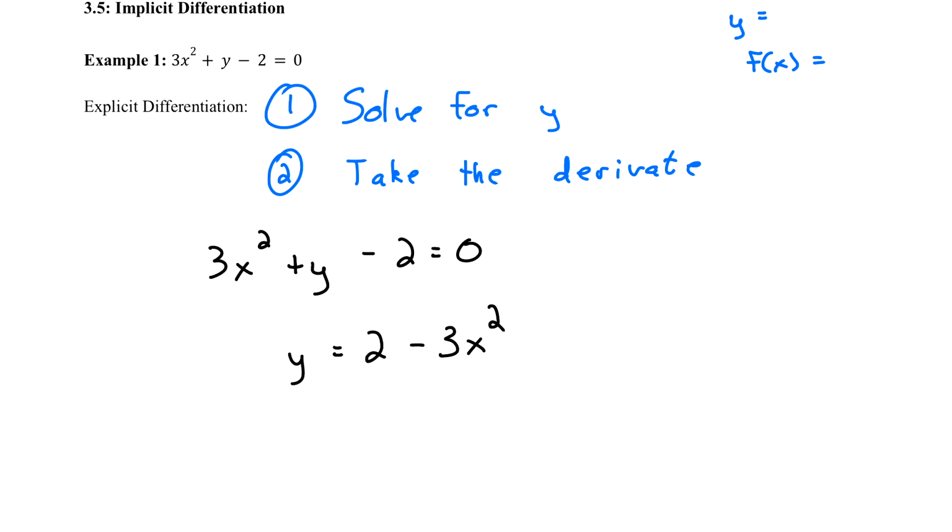My next step, I can take the derivative, so I can say y prime, or you could say dy over dx, whatever your preferred derivative notation is. Derivative of 2 is 0. Derivative of negative 3x squared is negative 6x using our power rule.